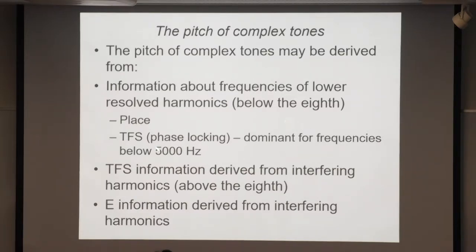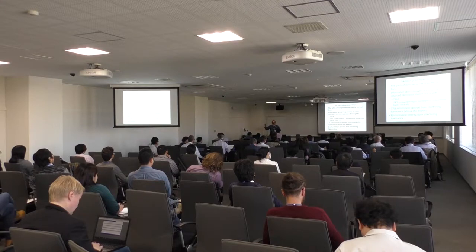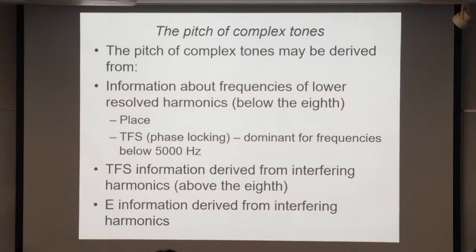One piece of evidence for this, which I won't go into in detail, is that if you create inharmonic tones where the components are roughly equally spaced on the ERB number scale, then we can hear out those individual components when they're separated by about 1.25 or 1.5 cams on the ERB number scale. That holds for low and medium frequencies, but if you go to much higher frequencies, say 6 kilohertz or 8 kilohertz, people have a huge amount of difficulty in hearing out individual harmonics, even when they're separated by 3 cams on the ERB number scale. So something is changing in our ability to hear out harmonics at very high frequencies, and that may be well related to the loss of temporal fine structure information.